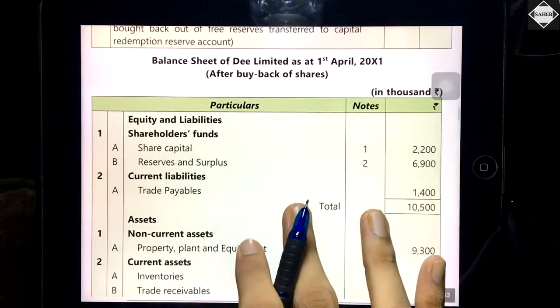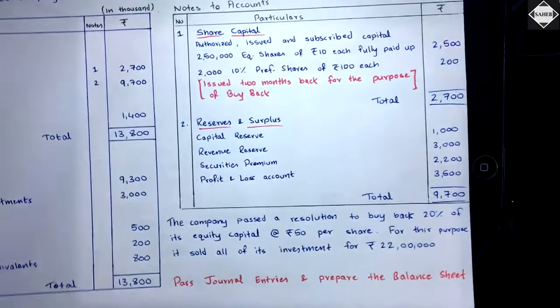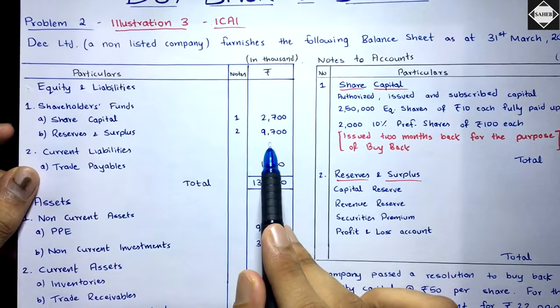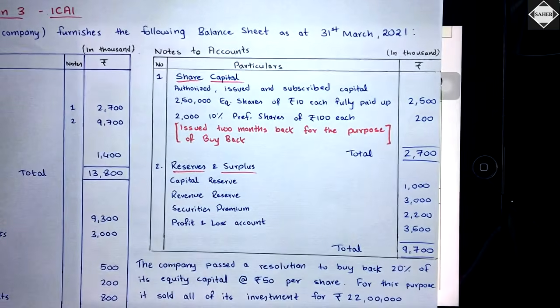The next big change has been in the reserves and surplus. Previously we had 97 lakh in reserves and surplus. Capital reserve, which we haven't touched at all.